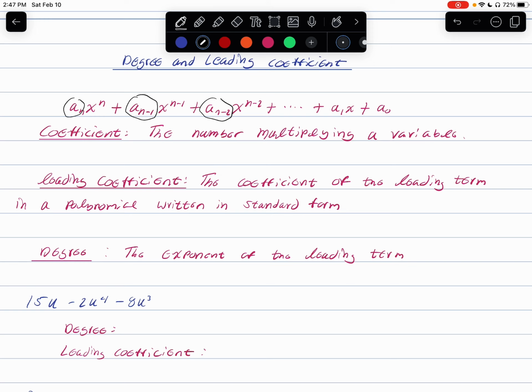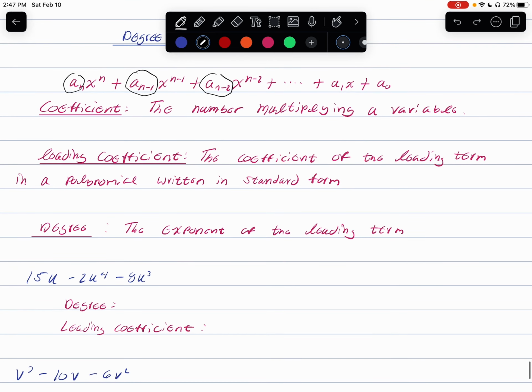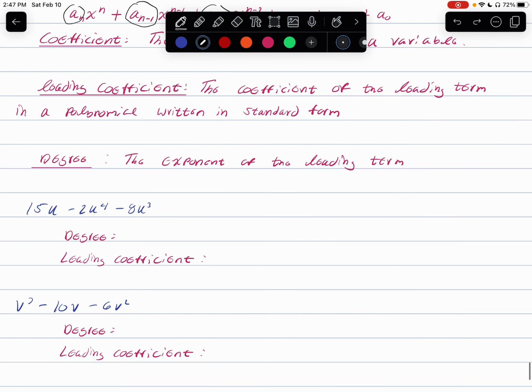So what we have here is a polynomial written in standard form. And you can also describe it as being written in descending order, okay? So here you have n, then n minus 1, then n minus 2, all the way down, where each of the terms is written in order from largest to smallest in terms of their exponent, okay? And the degree is the exponent of the leading term.